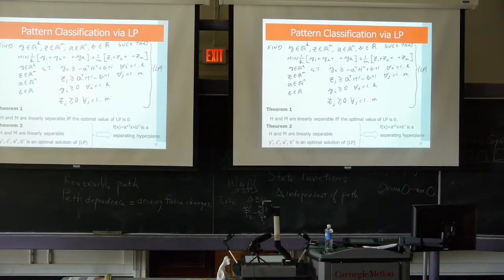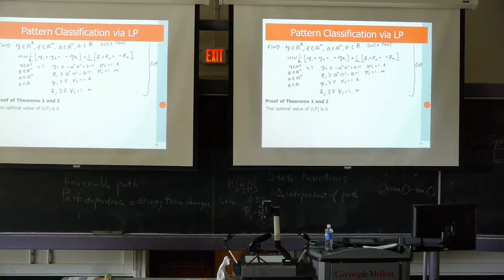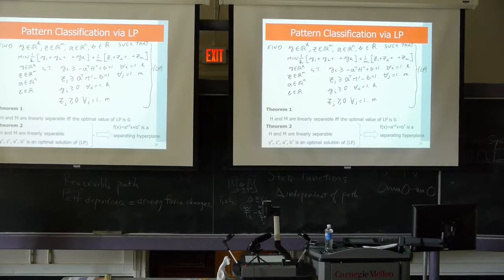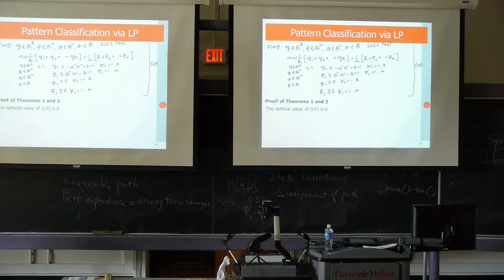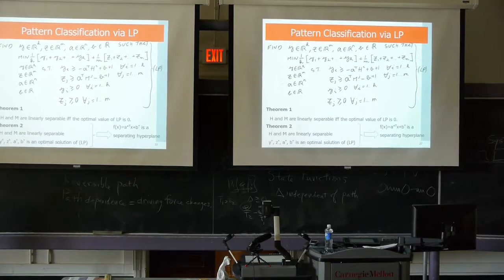So first, it's clear that it's a linear program. And the second question is why this linear program has any relation to our classification problem. So we need to prove these two theorems, and then we will see that it is related. If I prove this theorem, that answers your question about how this linear program is related to the function.